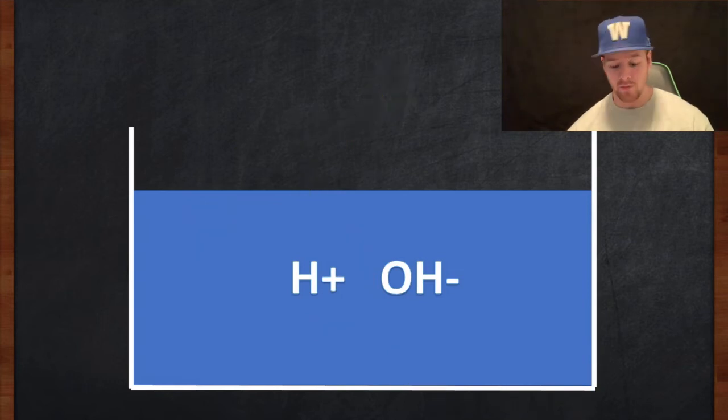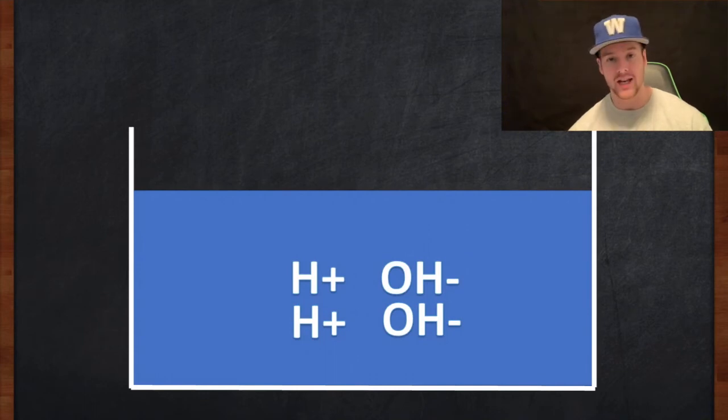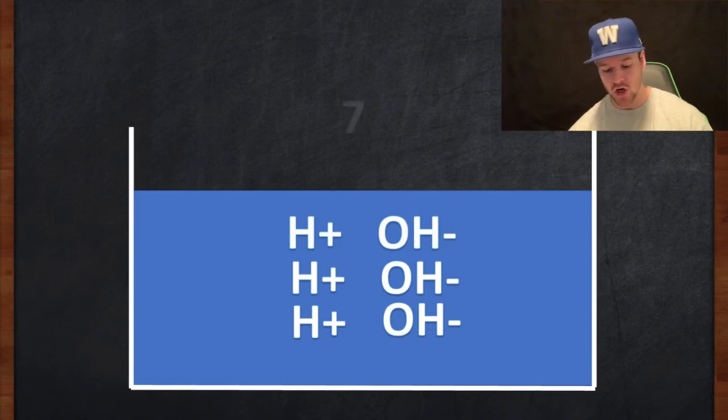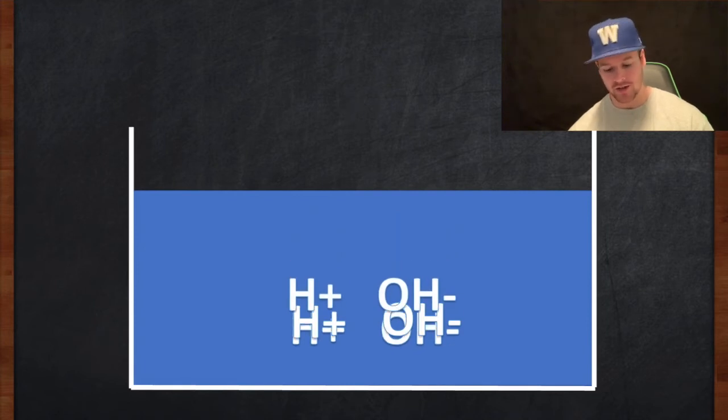Now as we have more water and there's more H+ and OH-, if those concentrations remain equal there, both 1.0 times 10 to the negative 7, then it's going to remain neutral. That's going to be a pH of 7.